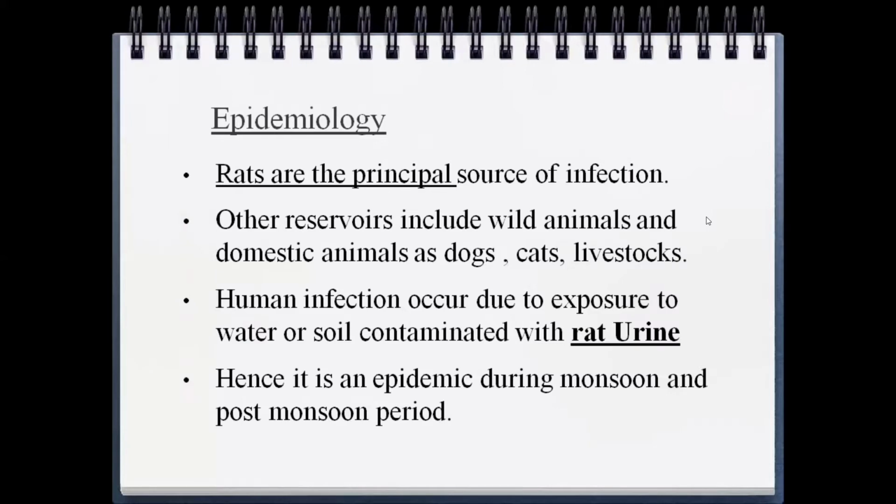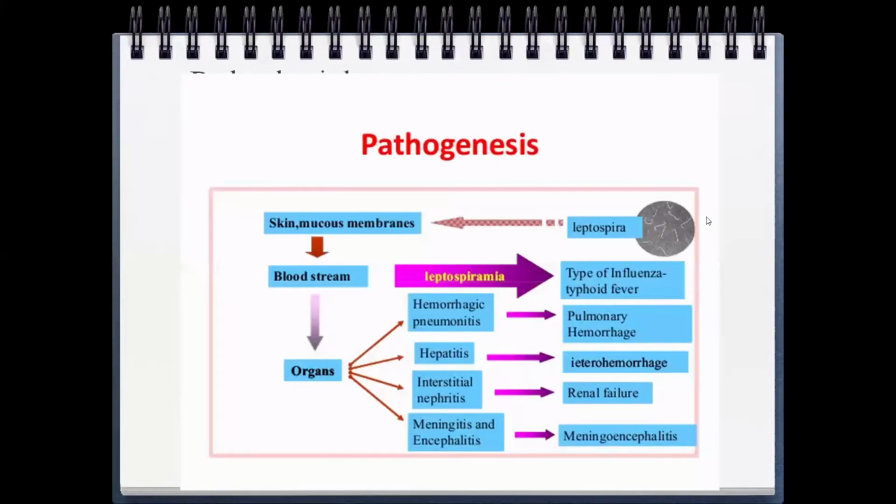So rat is the principal source of infection. Other reservoirs include wild animals and domestic animals like dog, cat, and livestock. Human infection occurs due to exposure to water or soil contaminated with rat urine. Okay, so direct contact with rat urine, or contact with soil or water contaminated with rat urine. Hence, it is an epidemic during the monsoon or post-monsoon period when a lot of paddy fields are filled with rats and their urine.